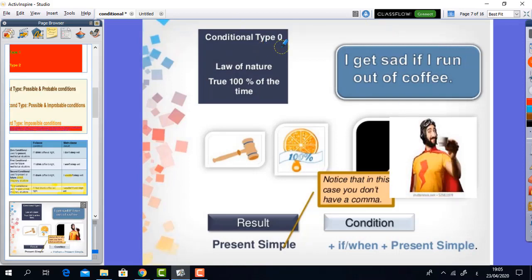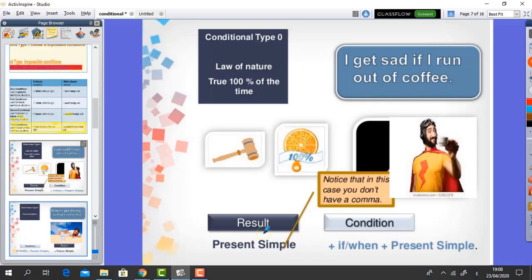Conditional type 0 is used for laws of nature, for actions which are 100% evident. Let's focus on the form. We can begin with the result or the main clause, and the verb is in the present simple. We don't need a comma here, and we have if or when, of course, and the verb is in the present simple. The example will clarify the idea. I get sad if I run out of coffee.